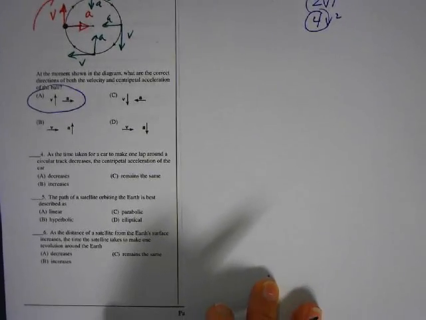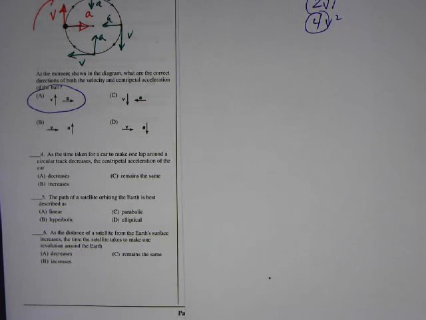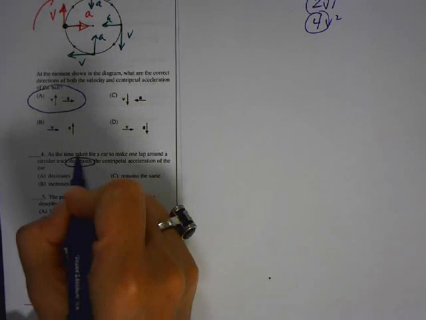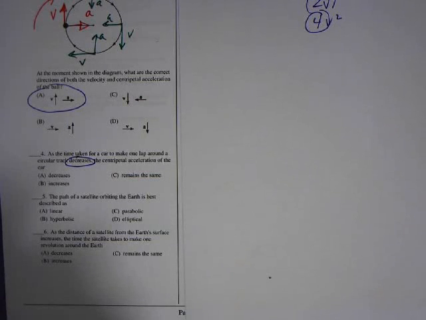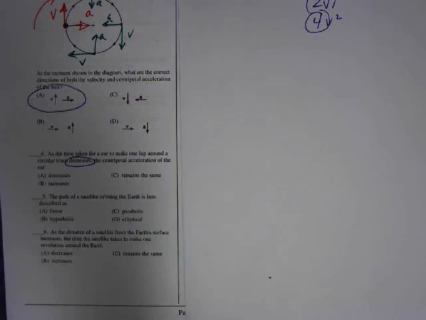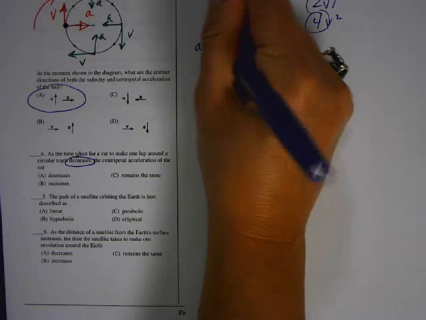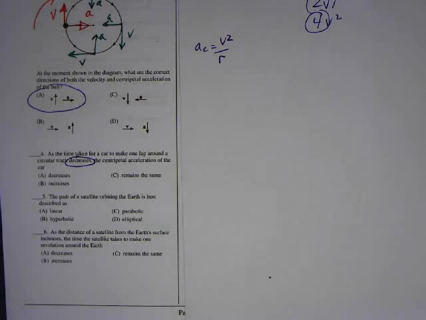So this isn't one where you have to write any work or anything like that. Number 4. As the time taken for a car to make 1 lap around a circular track decreases, what happens to the centripetal acceleration? So I have to find the relationship between centripetal acceleration and the time it takes to go around the track, which is the period. Well, I know that centripetal acceleration is v squared over r, but if I look at that equation, I don't see period in it.